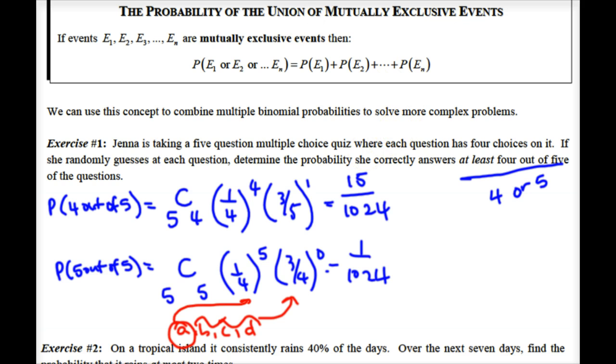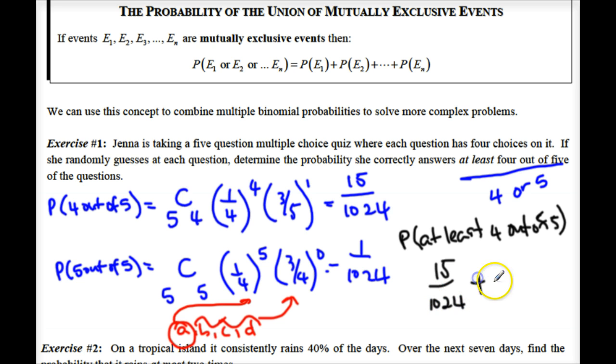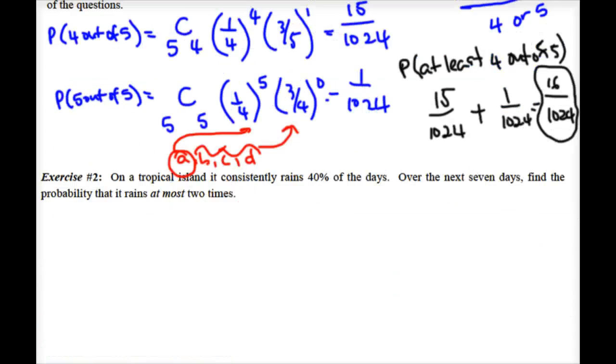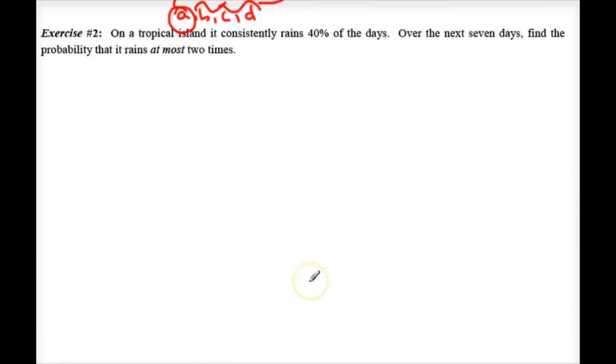So now we want to write this out as the probability of at least 4 out of 5 will be the 15 out of 1024 plus the 1 out of 1024, which we know is going to be 16 out of 1024. You can simplify or leave as is, up to you. Alrighty, let's continue to exercise 2.